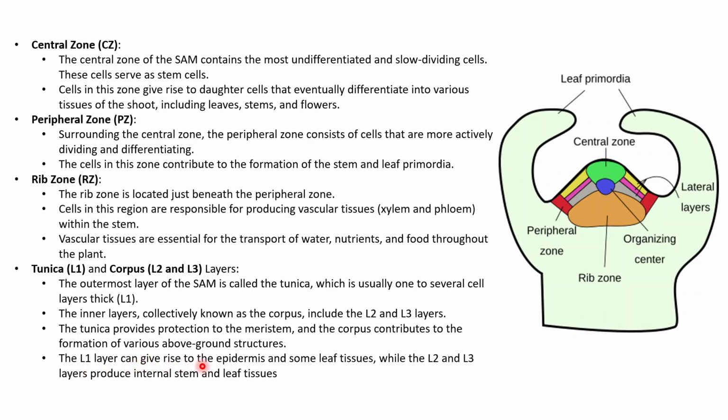The L1 layer can give rise to epidermis and some leaf tissues, while L2 and L3 layers produce internal stem and leaf tissues. So L1 can give rise to epidermis and leaves, and L2, L3 for more internal structures. So pink and gray, more internal structures, yellow for protection, and epidermis and leaf. So this is how briefly a shoot apical meristem looks like.